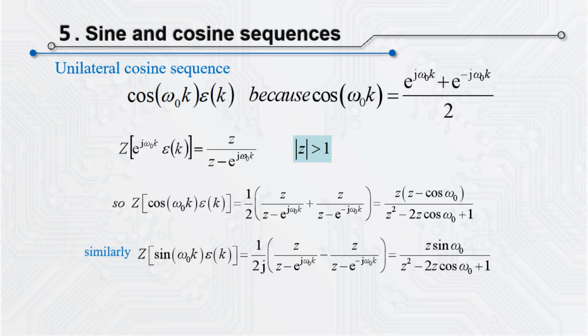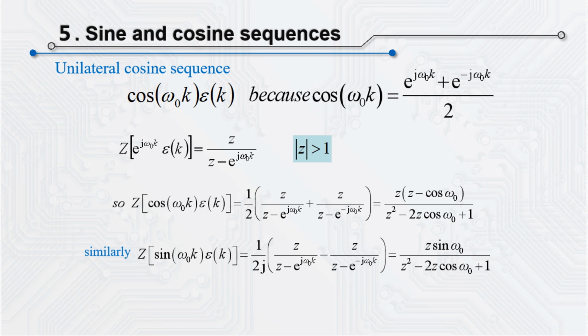The fifth common function is the sine and cosine sequence. First, we look at the unilateral cosine sequence. According to Euler's formula, it can be decomposed into the sum of two exponentials. So we can use the Z transform just now to solve. The result is as follows.